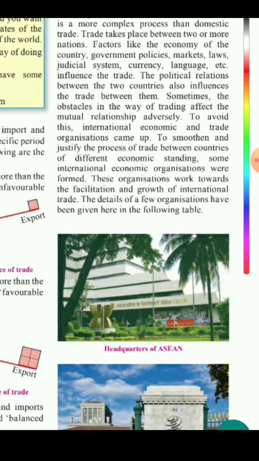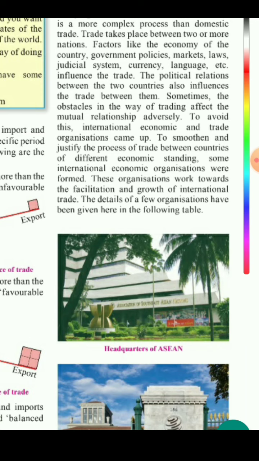What are the factors that we are talking about? First one, factors like the economy of the country. Students, in the previous chapter we have seen different types of economy. Remember, capitalistic, socialistic and mixed economy. So if the countries are having the same sort of economy, that means a capitalist country and another capitalist country, trade between these two countries might be easy, but a capitalist country trading with a socialist country might face some problems, some difficulties. So first factor is economy of the country. Then we go to the next factor, government policies. Government policy is one of the important factors which influence the trade.